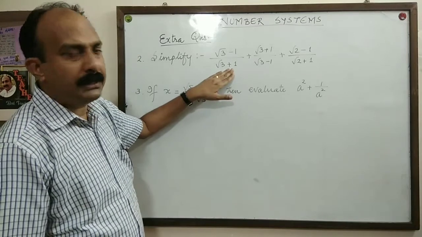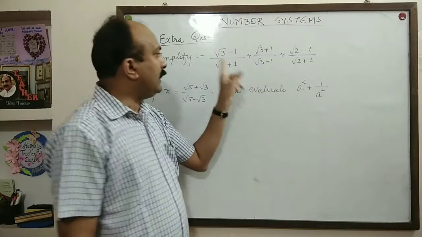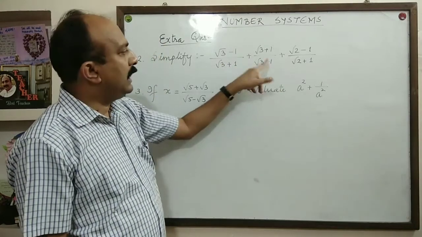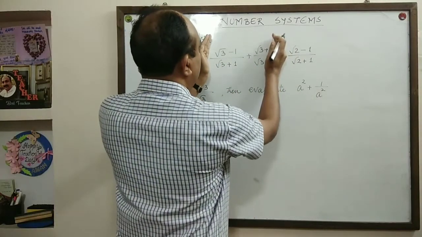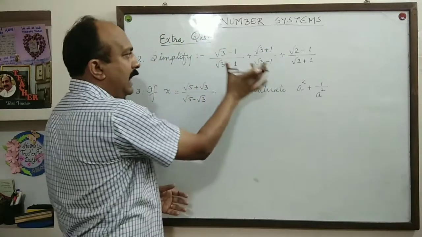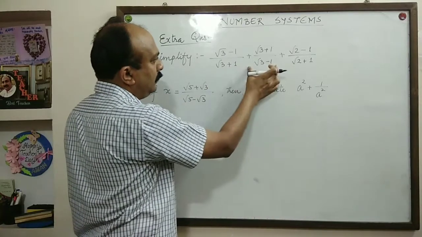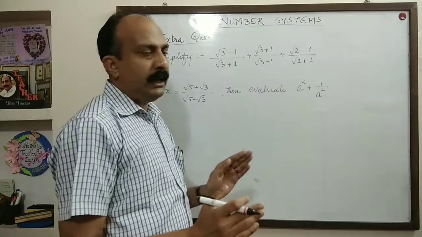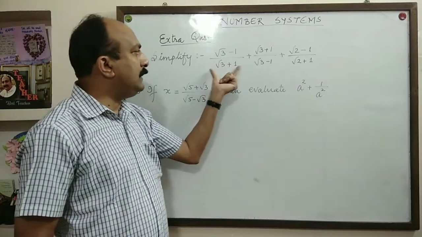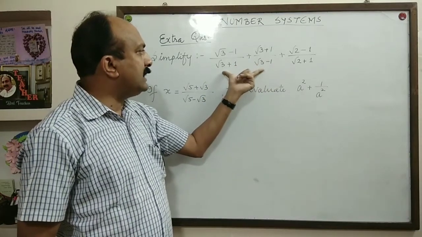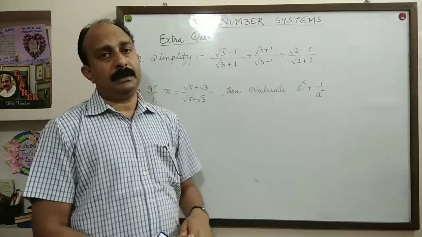If you look at the denominators, you can see here it is root 3 plus 1, here it is root 3 minus 1. What is the conjugate of this? Root 3 minus 1. And what is the conjugate of this? Root 3 plus 1. So if you take these 2 terms together, first and second term together, and simplify it, you will get the LCM as root 3 plus 1 into root 3 minus 1. So what is our aim? Why are we multiplying by conjugate? To get the denominator in the form of a plus b into a minus b. So if you take the LCM of first and second, you will get a plus b into a minus b in the denominator.